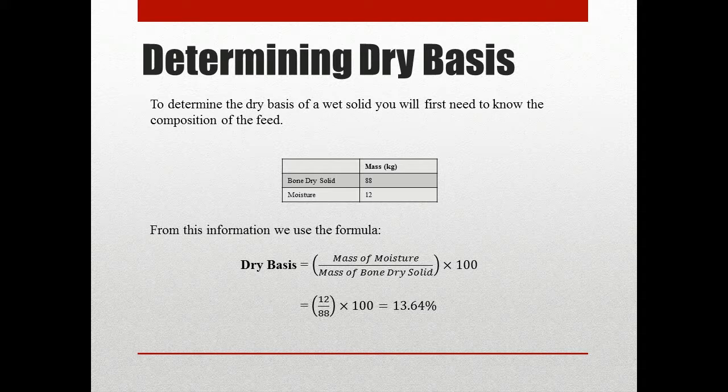Underneath I've given a clear equation for figuring out dry basis, where we use the mass of the moisture, so 12, over the mass of the bone dry solid, which is 88. And it's always times 100 because dry and wet basis are expressed as percentages.